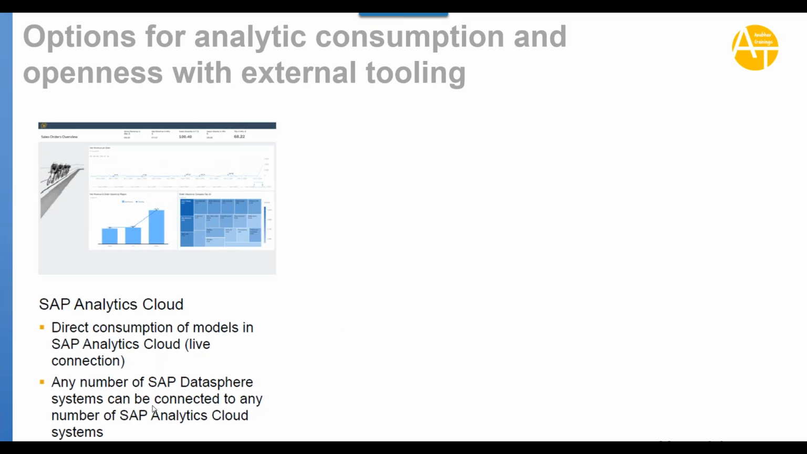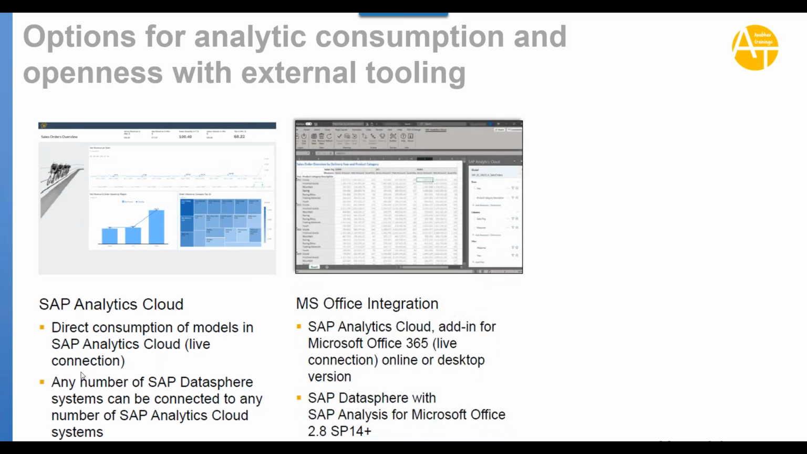Any number of DataSphere systems can be connected, also from different systems of DataSphere, different spaces, different models can be consumed in the same story. So that is what you saw. MS Office integration. SAP provides something called SAP Analytics Cloud add-in for Microsoft Office 365. In the coming episodes, I will also show this at a later point of time, where you can directly consume your DataSphere objects in Microsoft Office and do pivot tables or charts directly in Microsoft Office.